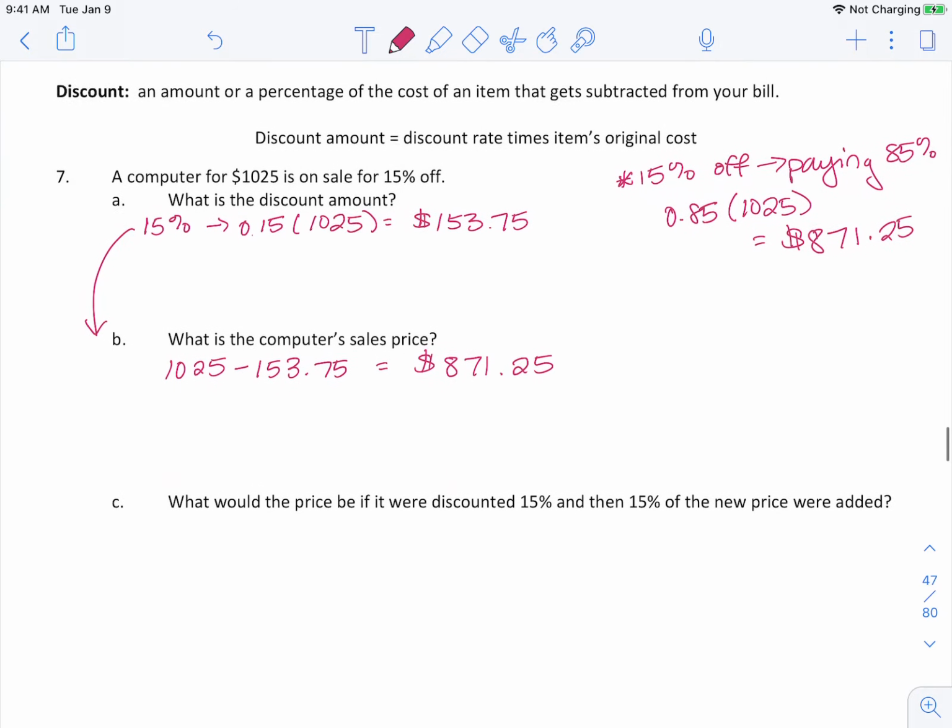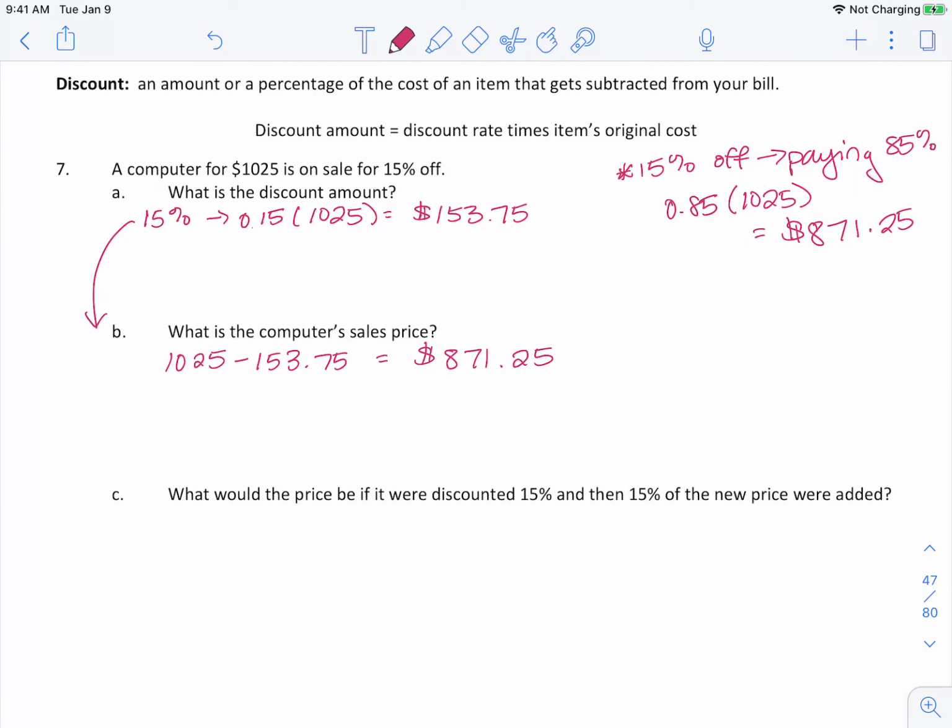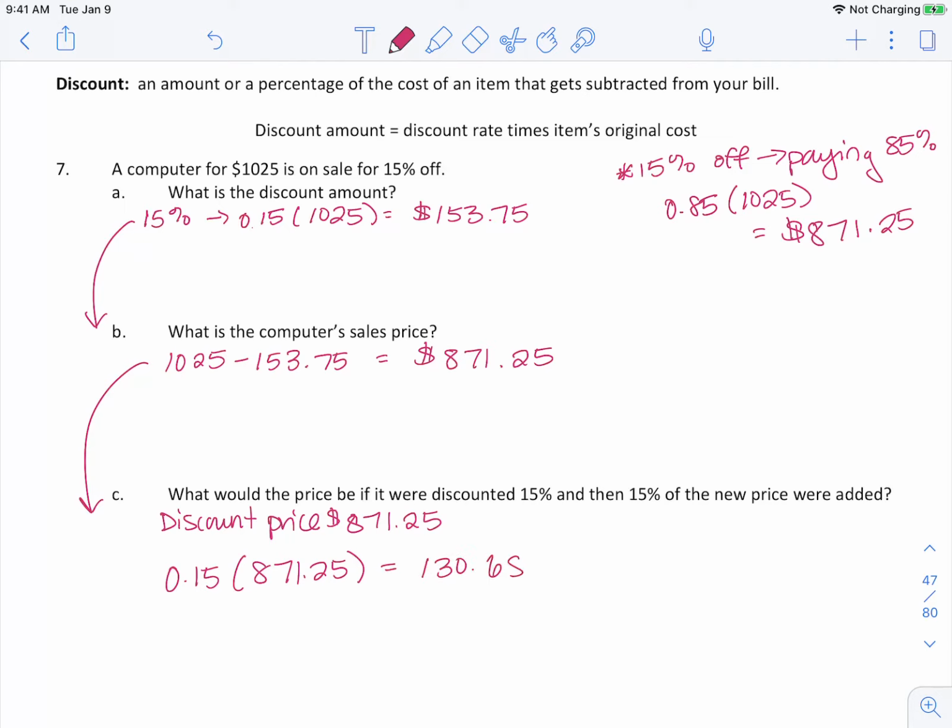Okay, so now this says, what would the price be if it were discounted 15% and then 15% of the new price were added? So we're going to use this discount price, which was $871.25. So now we have to add 15%. So 0.15 times 871.25. This gives you 130.6875. So if I cut it for the money here, the 7's going to round that 8 up. So this is $130.69.